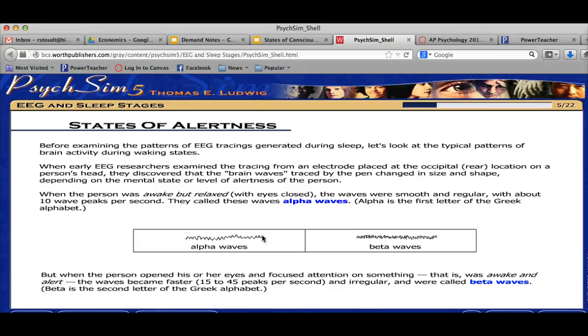But when a person opens his or her eyes and they're focused on something, so they're awake and alert, then our brain waves become faster. These are called beta waves. They're faster and more irregular. Beta is the second letter of the alphabet. So you can see that they're faster, more alert. So that's alpha waves, beta waves.